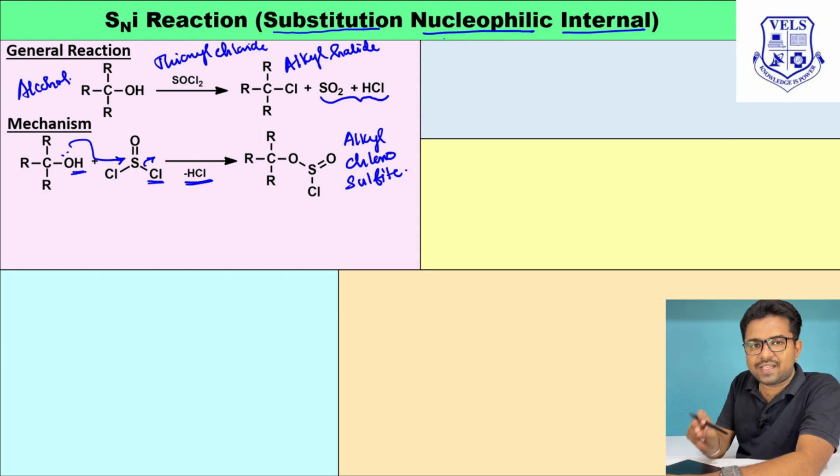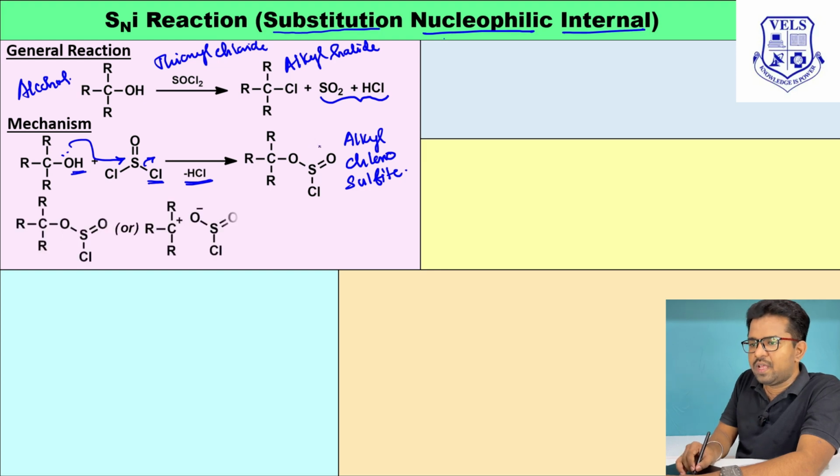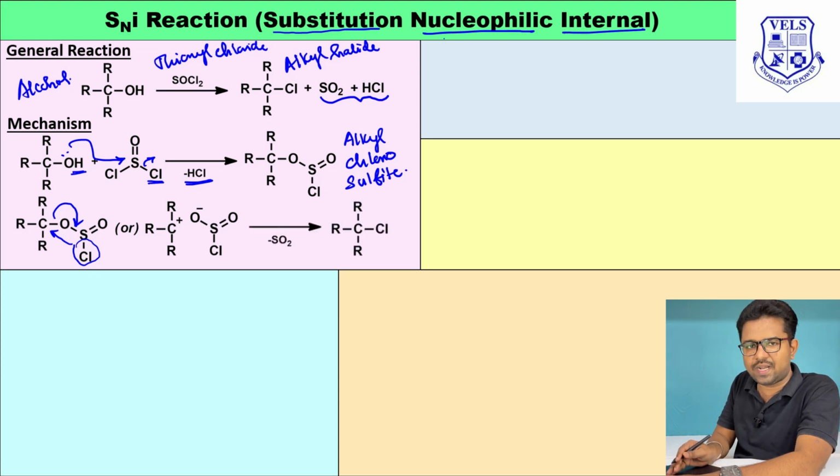Right. So once this alkyl chlorosulfite is formed, the next step is, there are two kinds of mechanisms proposed. The first type of mechanism is, from here this Cl takes this electron pair and comes as Cl minus, and it attacks this carbon atom, and as a result the carbon-oxygen bond gets broken, and this part leaves as sulfur dioxide to form the alkyl chloride as a product. So this is the first type of mechanism.